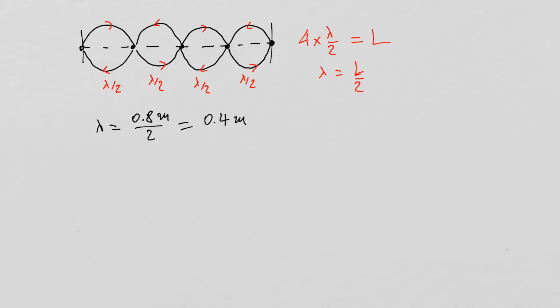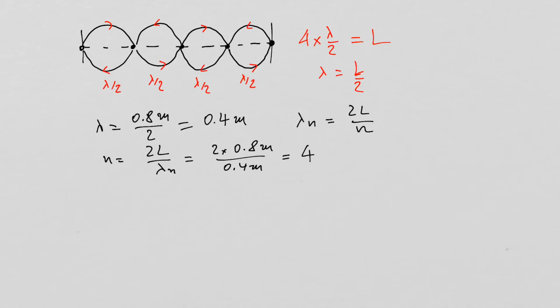So how do I figure out the harmonic number n? Well, there's two ways. One is to use the general formula that relates lambda and L that I used before: lambda n is equal to 2L divided by n. So let's do that. n is equal to 2L divided by lambda n, so that is 2 times 0.8 meters divided by 0.4 meters, and so this is equal to 4.